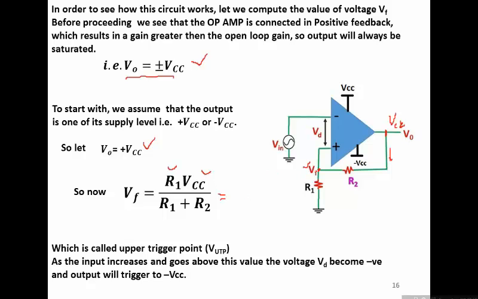And the input is a time varying signal. So when the input is lower than this level, the output would be plus VCC, and as Vin increases and goes above this set level or reference level, then Vd becomes negative and the output goes into negative saturation and becomes minus VCC.